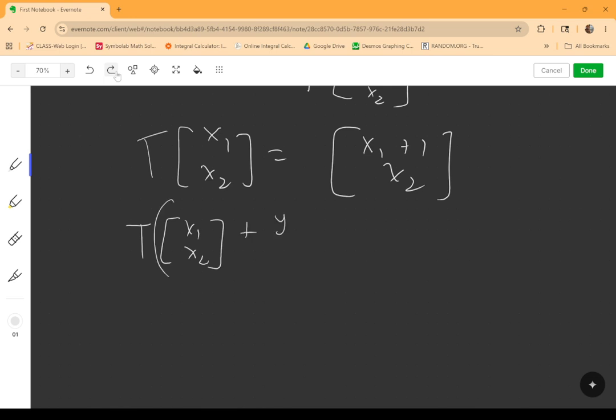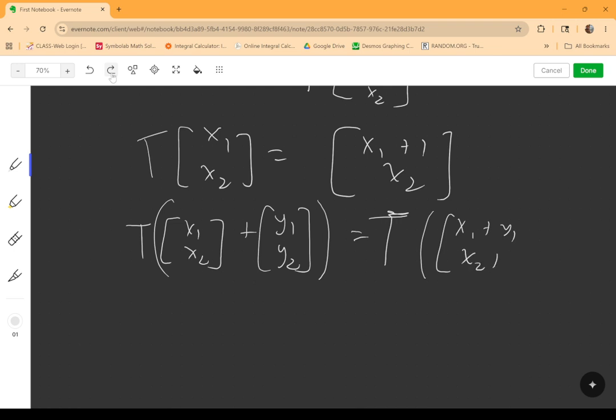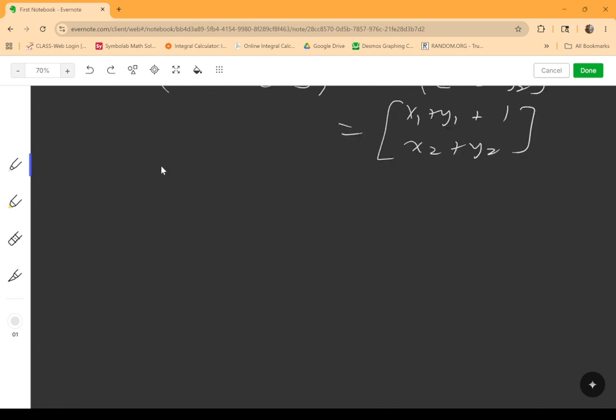check addition, we're going to check if the addition property holds, first by performing the addition before the transformation. So if I do that, let's see, I get this vector x1 plus x2. Excuse me, x1 plus y1 and x2 plus y2. And now I'll perform the transformation. All right, and that leads me to this vector x1 plus y1 plus 1, and then x2 plus y2 as the second element in this vector.